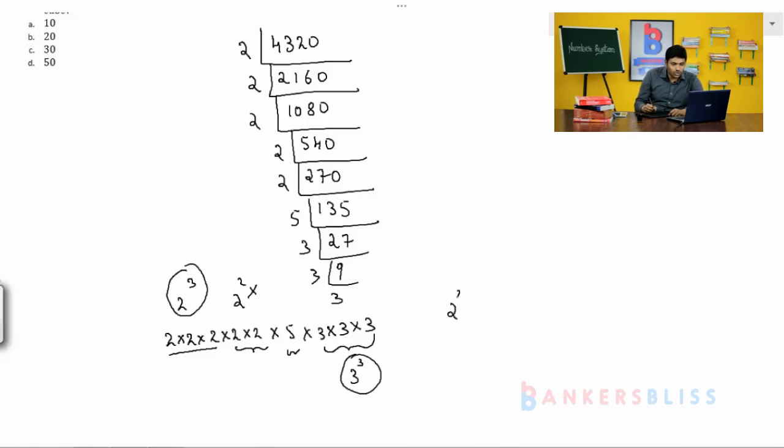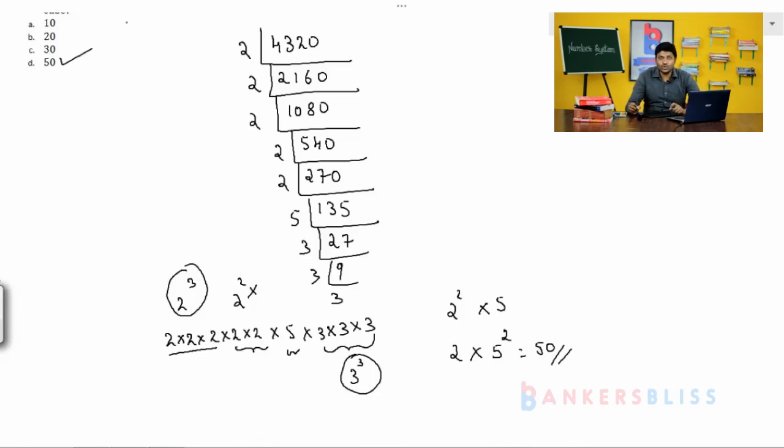You have 2 square and 5. How many values do you need to make it a perfect cubic number? So for 2 square, you want one more 2 to make it a perfect cube, and for 5 you have only one, you want 5 square to make it a perfect cube. So which is equal to 50. So very simple to calculate.